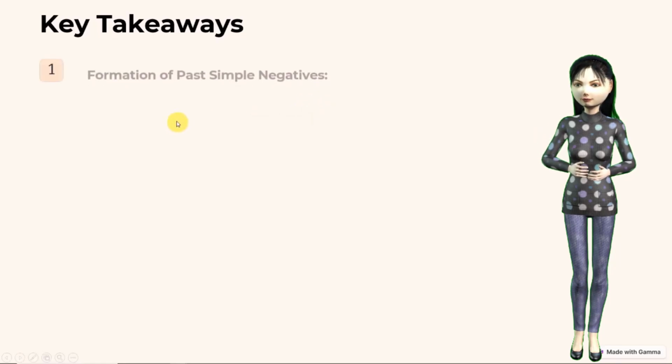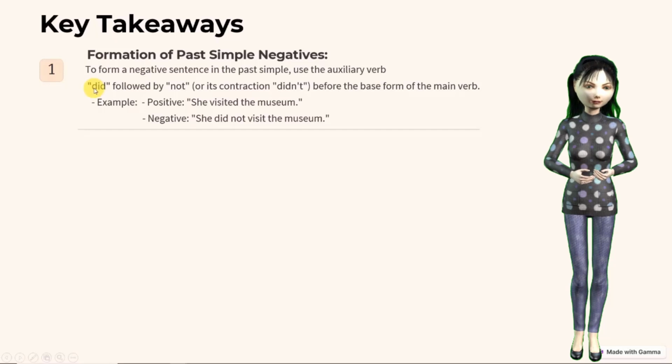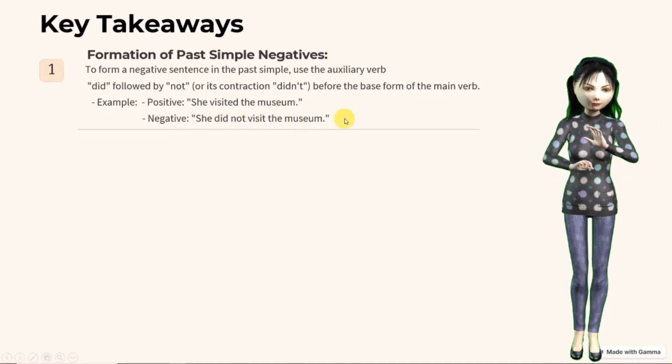The first one: formation of past simple negatives. To form a negative sentence in the past simple, we use an auxiliary verb, did, followed by not, or its contraction, didn't, before the base form of the main verb. Example, positive: she visited the museum. Negative: she did not visit the museum.